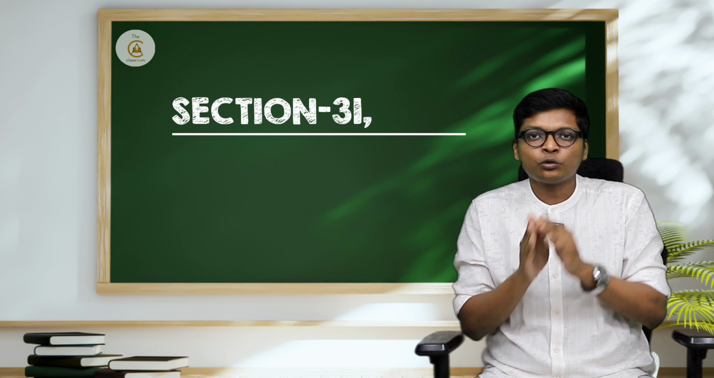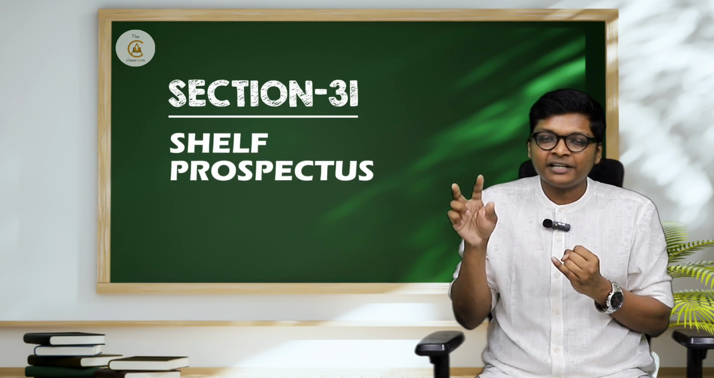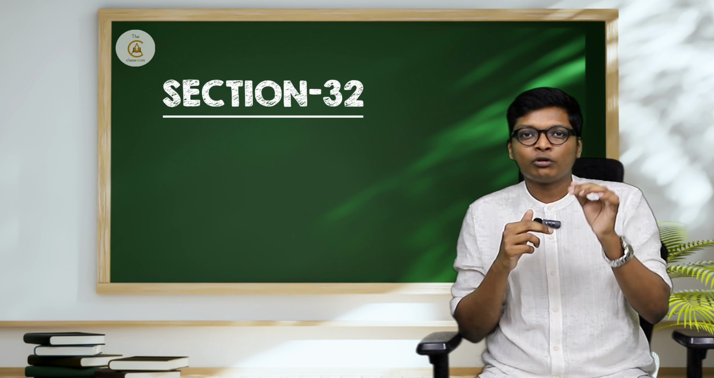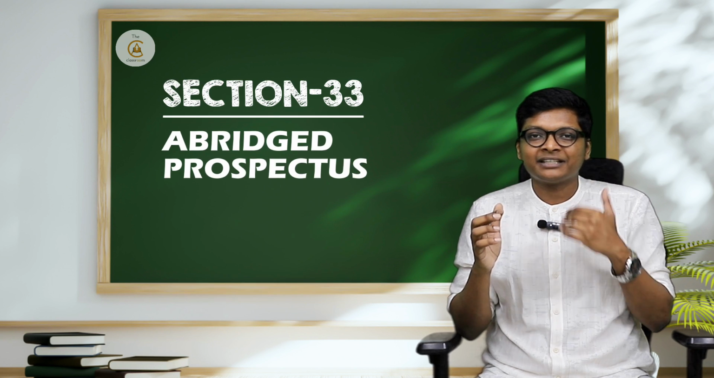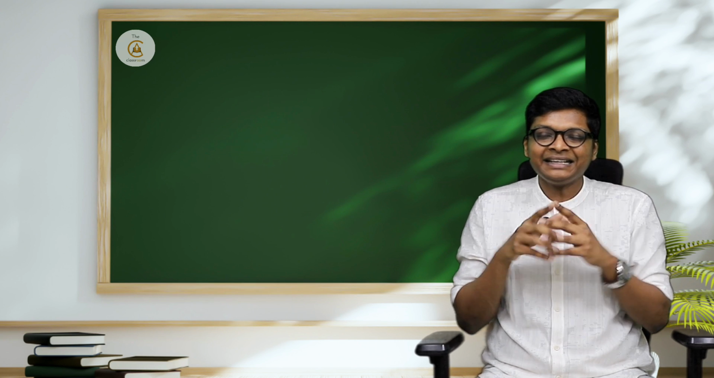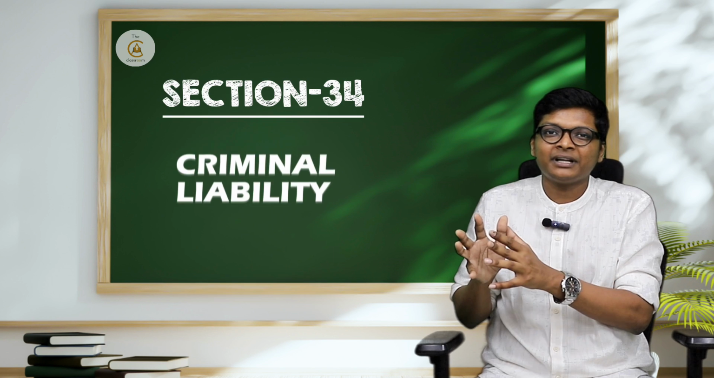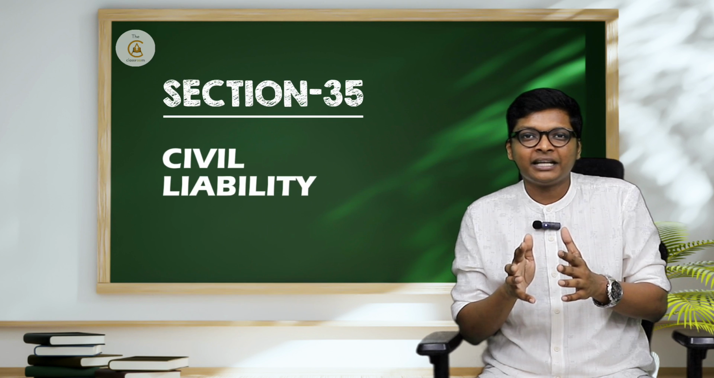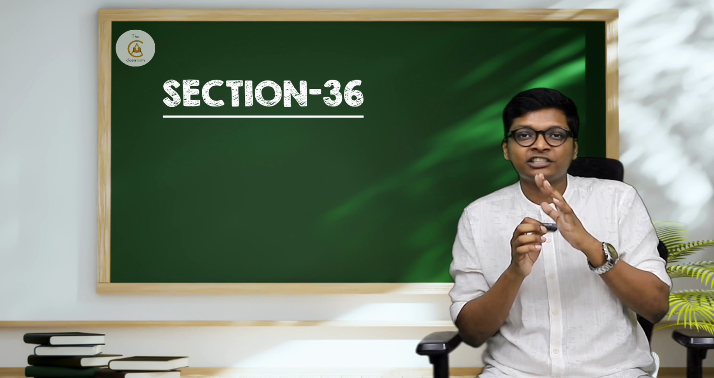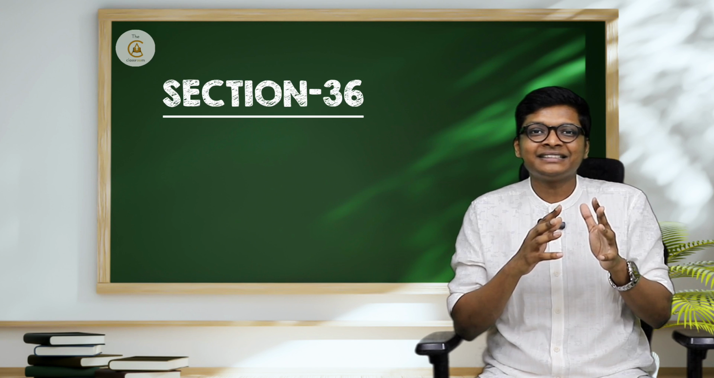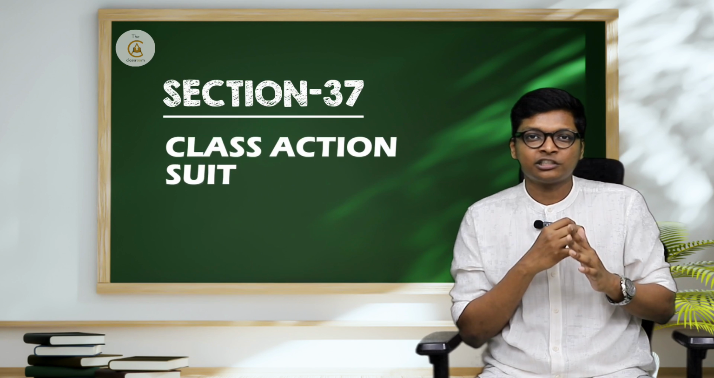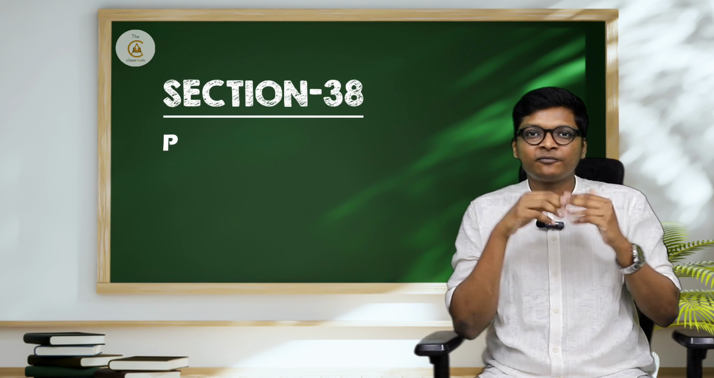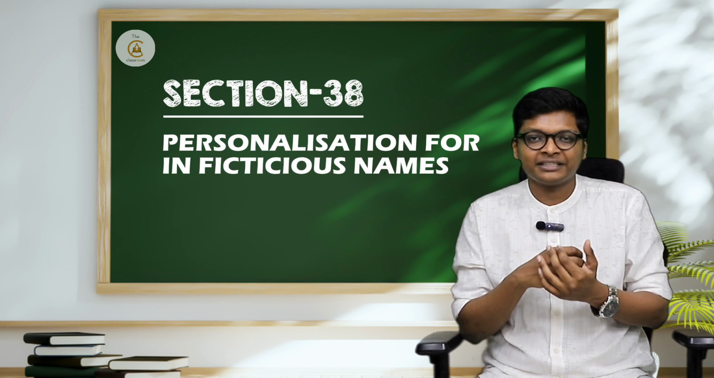Next, 31, 32, 33. 31 talks about shelf prospectus, 32 talks about red herring prospectus, and 33 talks about abridged prospectus is not needed in few cases. Next set of sections, 34 is criminal liability, 35 is civil liability, 36 is class action suit. No, it's not correct. 36 is fraudulently inducing person to invest. 37 is class action suit, and 38 is impersonation, in fictitious names.